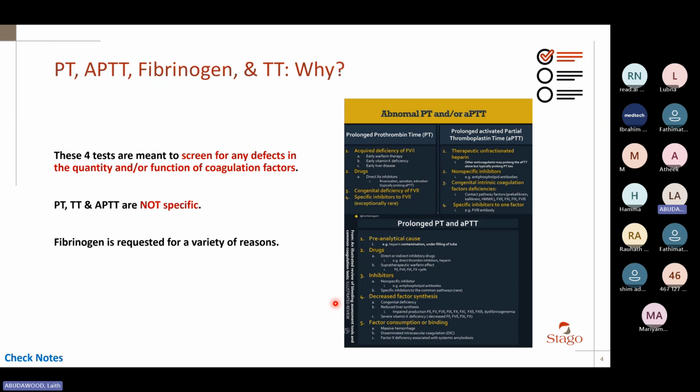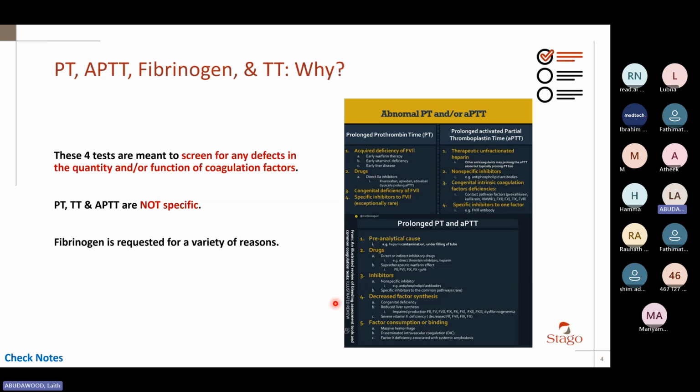Now, PT, as you know, is prothrombin time. APTT is activated partial thromboplastin time. Fibrinogen is obvious. TT is thrombin time. Now, PT, TT, APTT, again, are not specific. They don't tell you anything in particular other than this part of the hemostasis system is functioning well or there is an issue somewhere. Fibrinogen, of course, tells you this is the quantity of fibrinogen you have, but if it's abnormal, this can also indicate something is wrong somewhere with fibrinogen itself. All right, we will come to the details, of course.